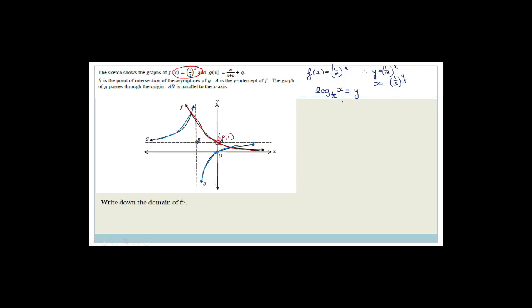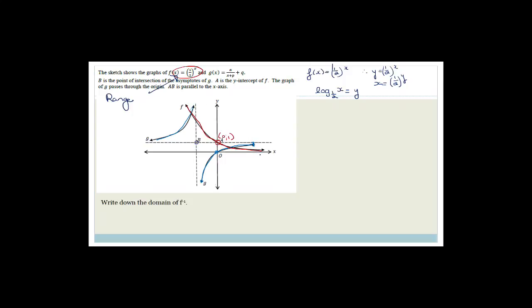Next, it says write down the domain of the inverse. It's actually really easy because all we need to do is find the range of the original function, because the range and the domain swap. If we find the range of the original function, it's going to be the domain of this. We don't even have to think about this horrible log graph. We can just look at the range of f.